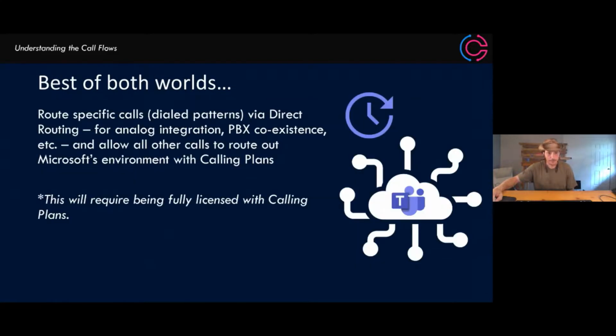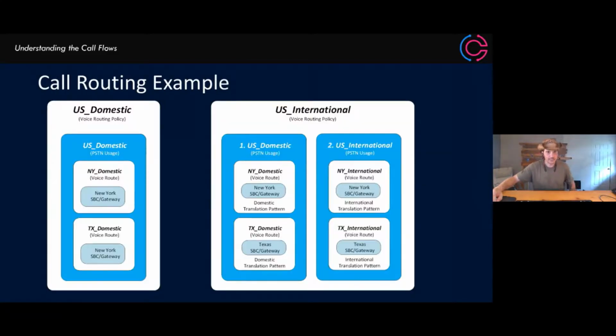Let me go back on that bottom left one to say Texas. First, because of the order, New York is our priority. We're going to send all calls we can through New York, and anything that we can't, we'll send through Texas. Then on the international side, we make this a little more complex.